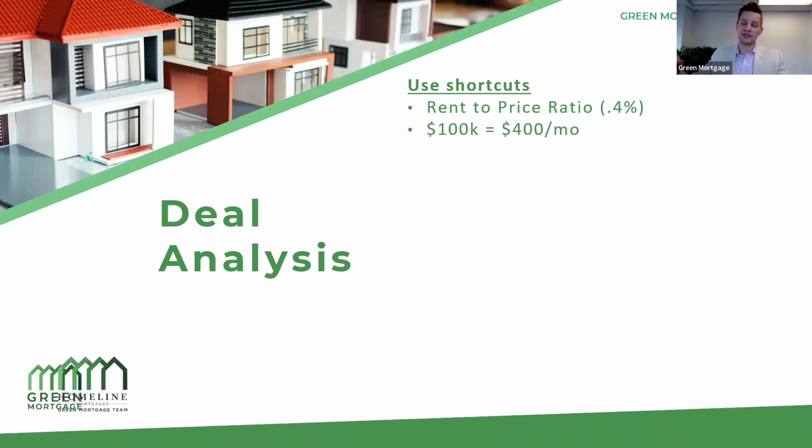Now, I will say where rates are today, it is harder to find that deals will cash flow using a 0.4% rent to price ratio. And the reason for that is my next point, which is that 100K generally equals about $400 a month. That's not actually true in today's climate. 100 grand is probably closer to 550 in today's climate. And so it is more expensive.